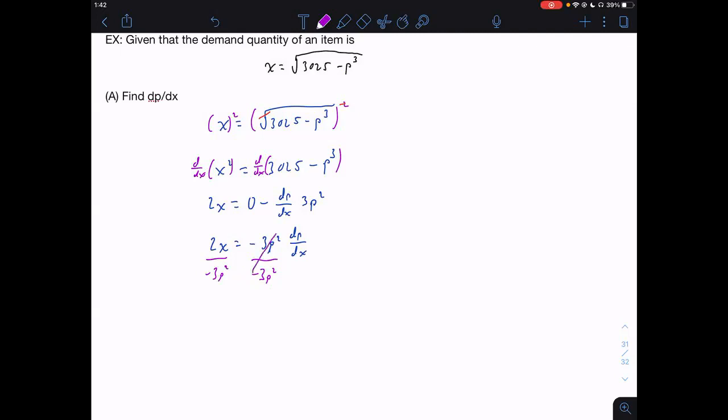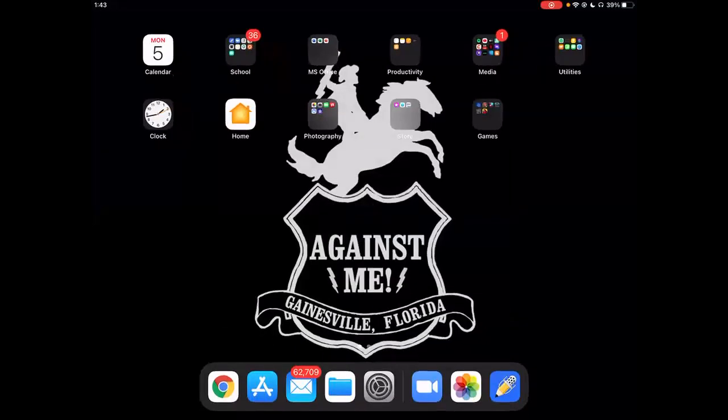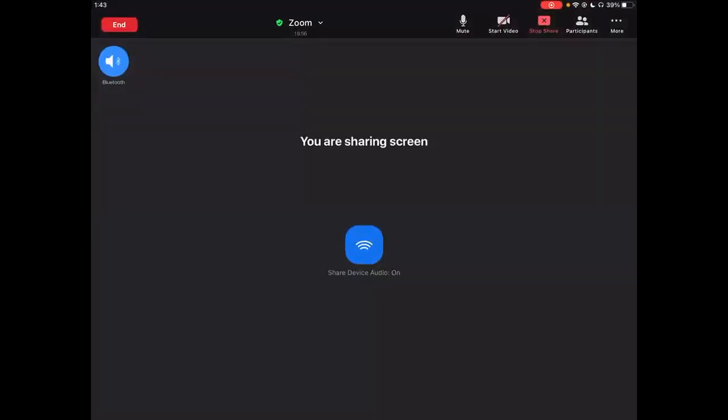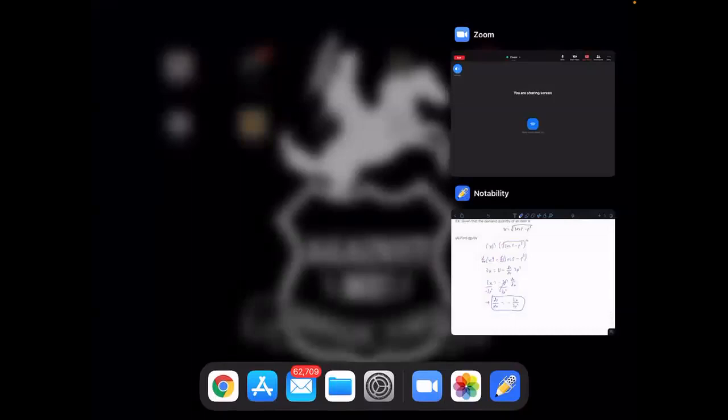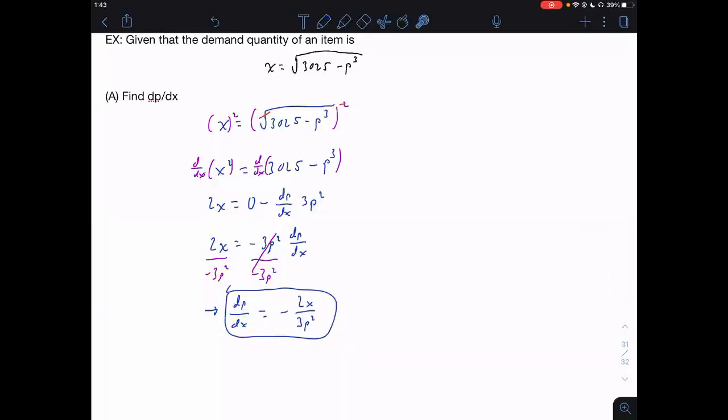Leaving us where our implicit derivative of dp over dx is going to equal negative 2x over 3p squared. Okay, so here we have the derivative of price with respect to quantity, dp over dx. So this is how much the price will change as x is changing, as the quantity is changing.